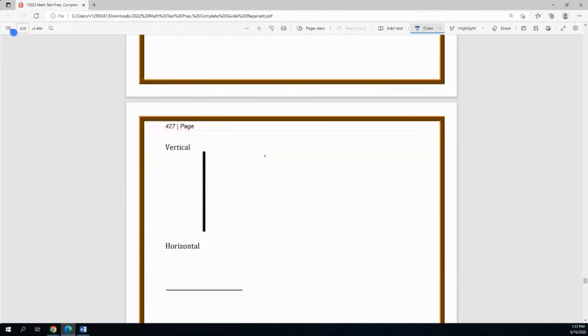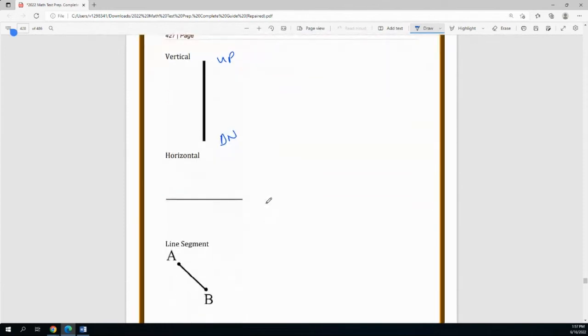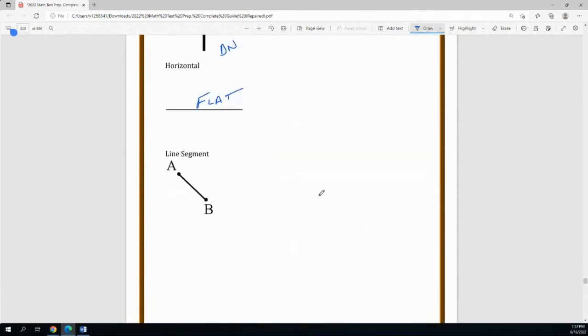Vertical. That's another vocabulary word for up and down. Horizontal. That's another vocabulary word. What it means is laying flat. Line segment. Again, line, that's a piece of something, right? A line segment means a part. So you have a line, but you just have a segment of it, which is just a part of it. A line segment has a start and an end.